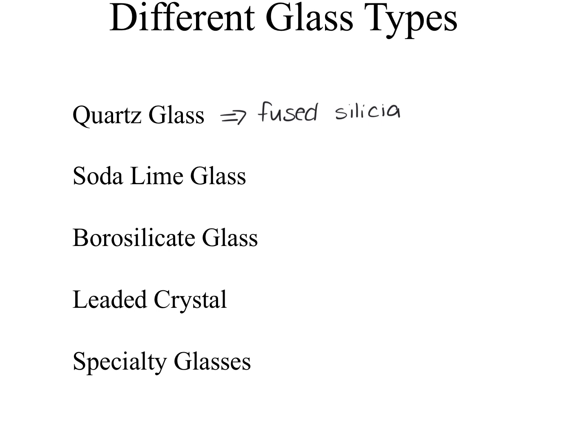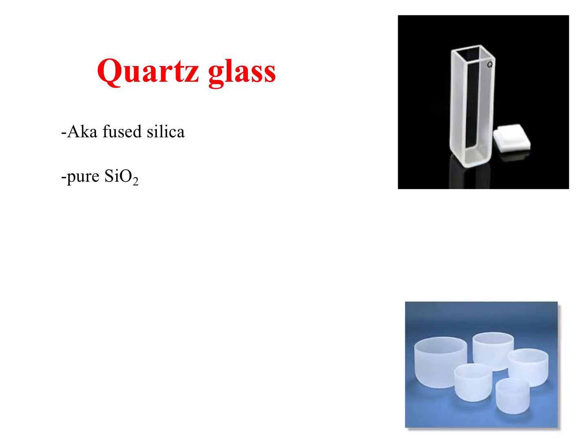Then we're going to talk about soda lime glass, and this a lot of times is used as a window glass. We're going to talk about borosilicate glass. This a lot of times is used as scientific glass. So think test tubes. It's also really common in Pyrex. We're going to talk about leaded crystal, and then specialty glasses like transition glasses. So let's jump in and talk about quartz glass first.